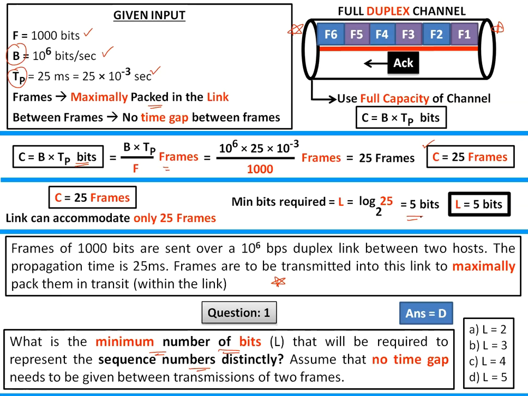Please keep the channel at complete capacity. So how many frames are required? How many bits does it accommodate? That I know. Divide by F gives the frames. If it is 25 frames, it means you require 5 bits for each sequence number in a frame.